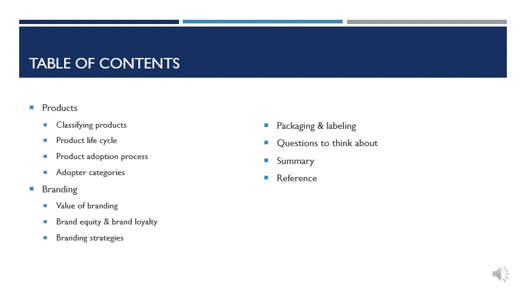Today, I'll be going over products, to include classifying products, the product lifecycle, the product adoption process, and adopter categories. Then I will move on to branding, which will include the value of branding, brand equity, and brand loyalty, types of brands, and branding strategies. I will then talk a little about packaging and labeling. Then I will finish by presenting some questions to think over and summarizing the whole presentation.